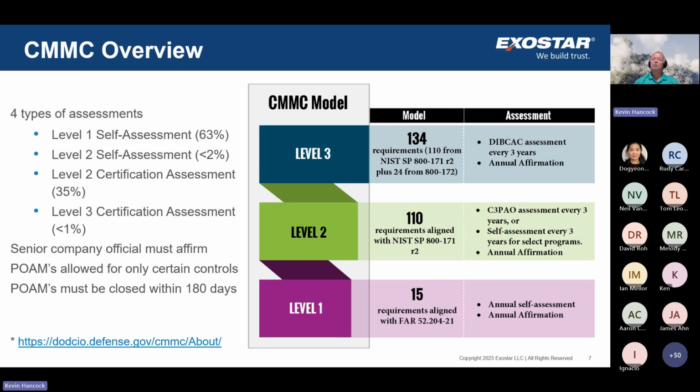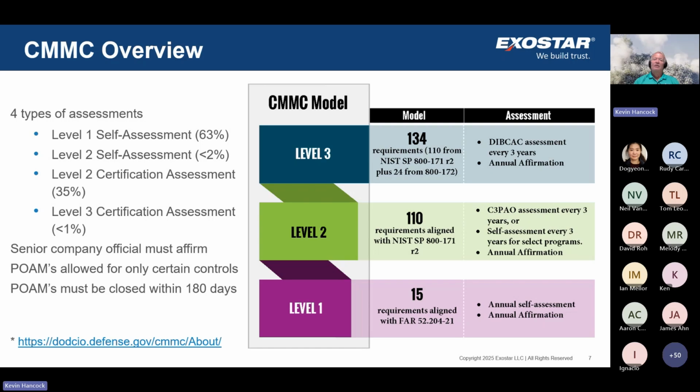Level 2 is where you may receive controlled unclassified information as part of that contract fulfillment, or you may create that information as part of that. In those cases, at a minimum for level 2, you need to adhere to NIST 800-171 R2. Those 110 controls that are part of that NIST requirement.